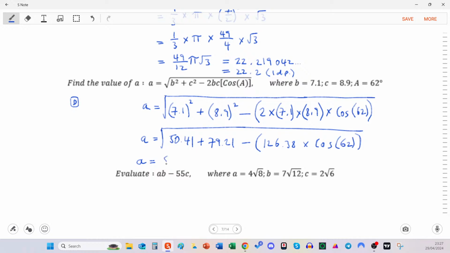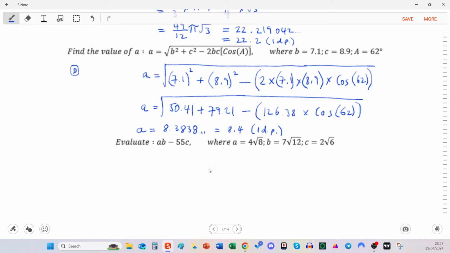So I got 8.383. It doesn't say what we round it to, but in the case where it doesn't, just do it to something sensible equals 8.4 to 1 decimal place. Because all the others are to 1 decimal place. So we'll just go with that.